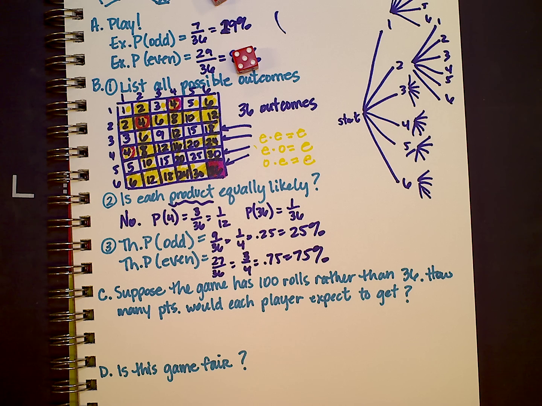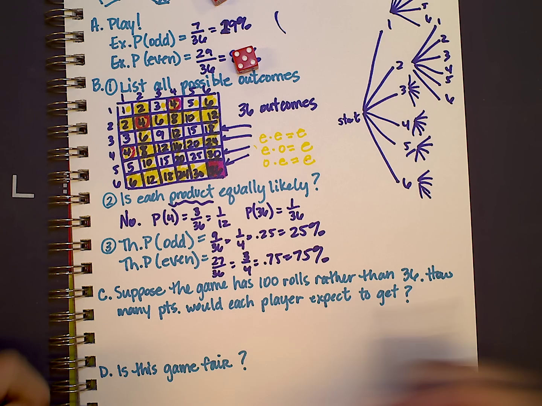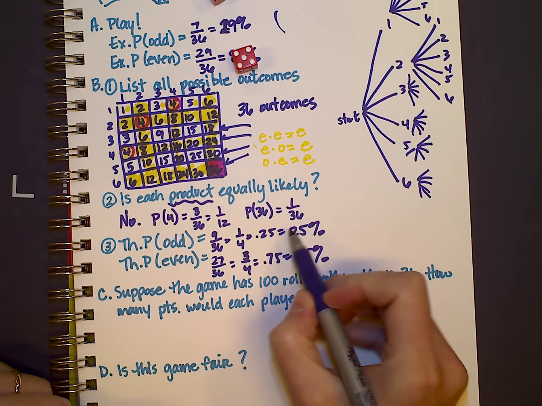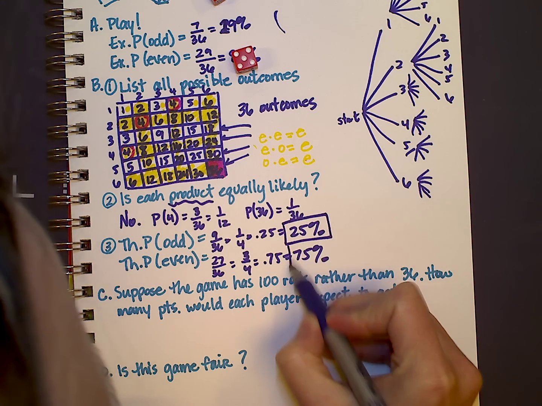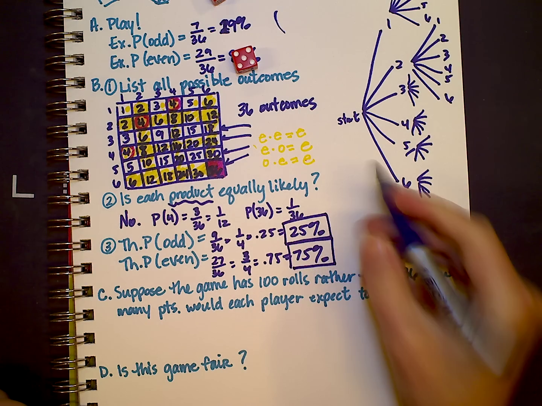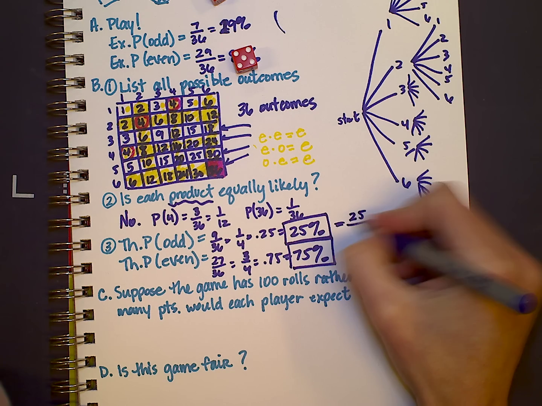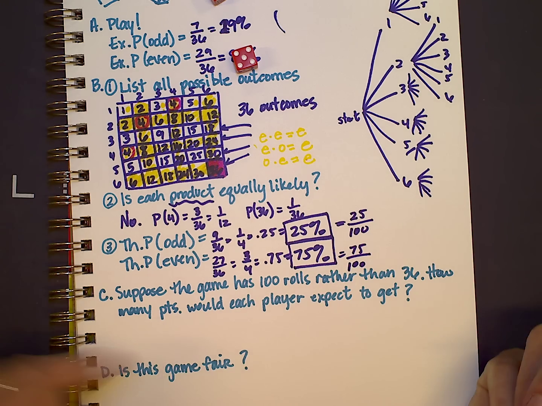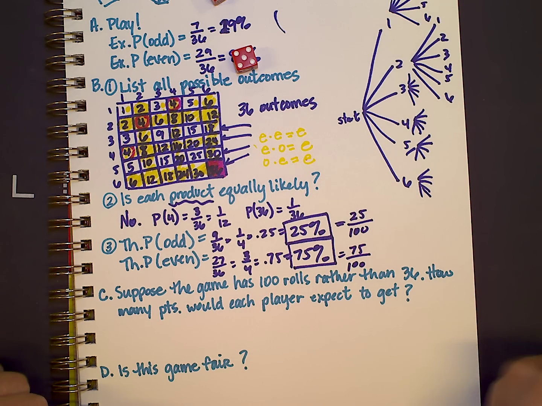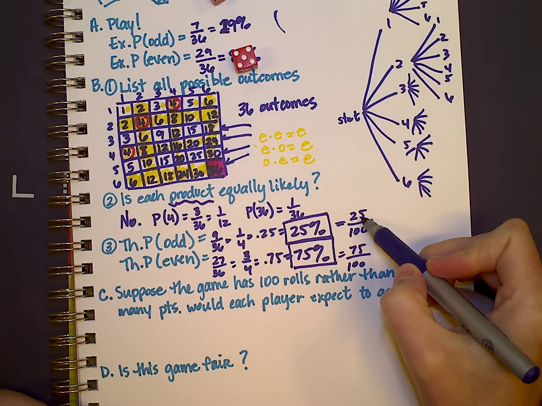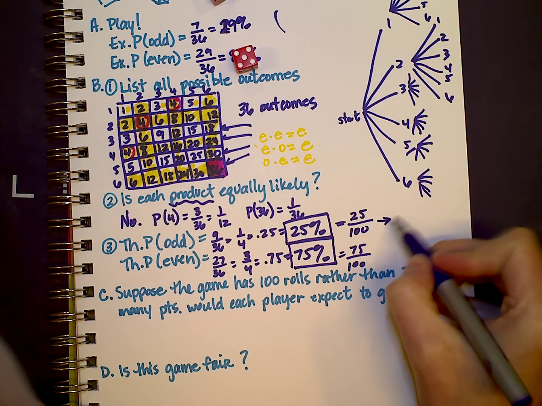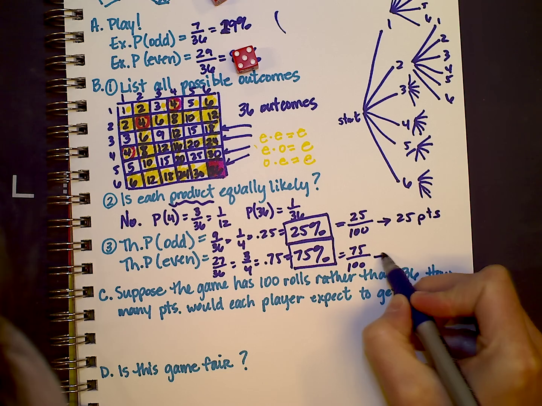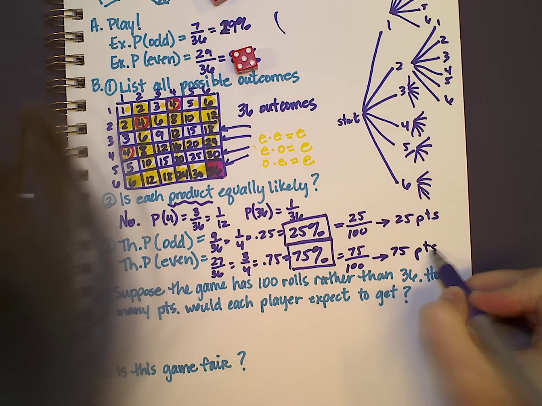Okay, suppose the game had 100 rolls rather than 36. How many points would you expect each player to get? Well, I want you to think about what percent means, because we have turned all of our probabilities into percents. And what that means is 25%, remember folks, means 25 out of 100. 75% means 75 out of 100. So how many points would we get if we played 100 times? Well, I would expect an odd player to get 25 points out of 100. I would expect an even player to get 75 points out of 100.